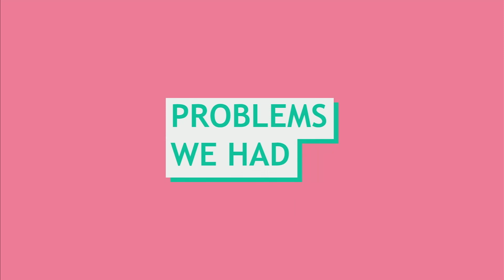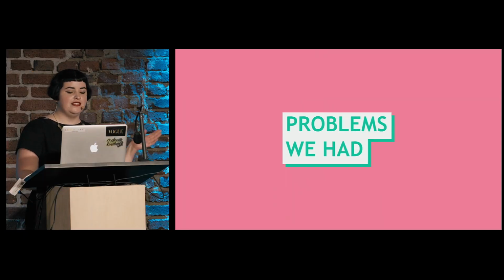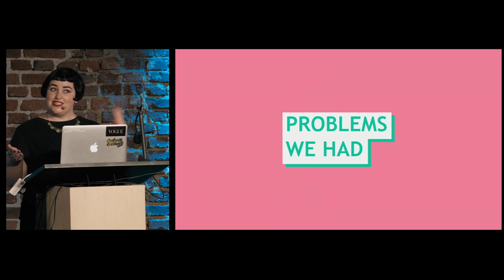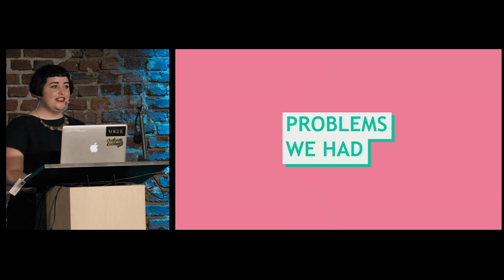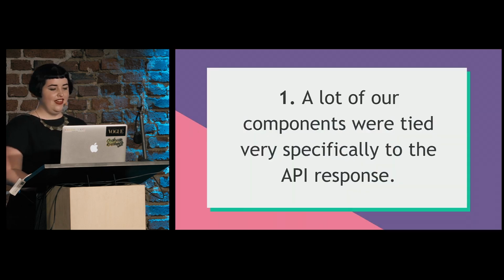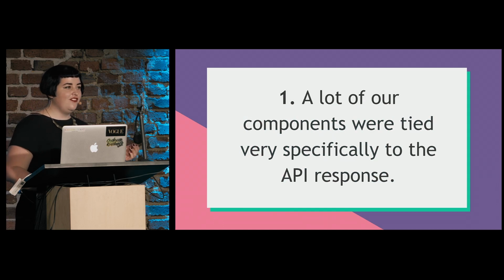But we had a lot of problems after we'd worked with this structure for about 6 months. And we had a retrospective where we sat down and thought about the things that we liked and the things that we didn't like about our code base. And here are some of the problems that we came up with, and some of them might sound familiar to you. The first one is that a lot of our components were tied really specifically to the API response. And this is going to follow on really well from the last talk.